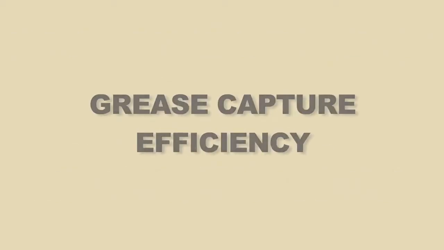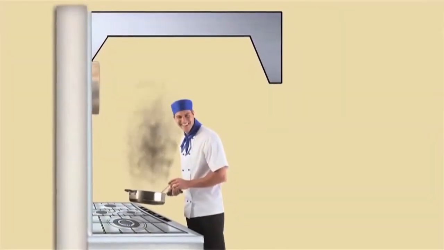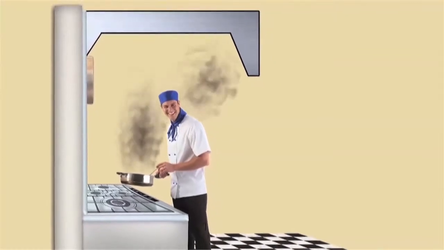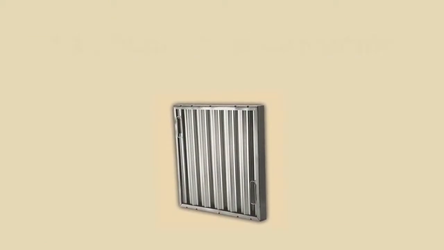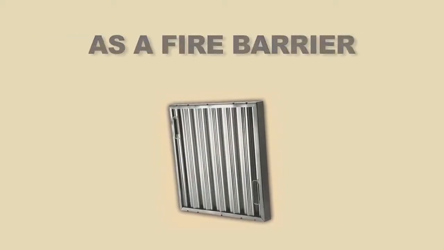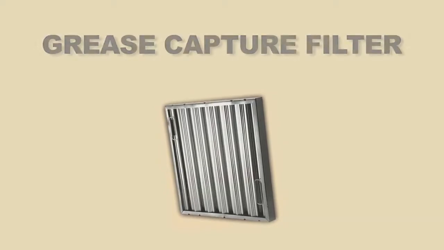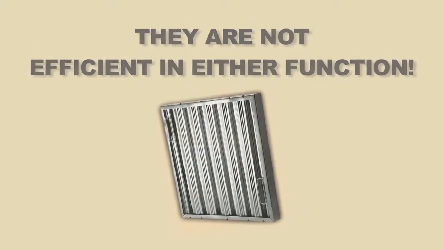Grease capture efficiency. Grease, cooking odours and smoke rise from the cook line and are sucked into the canopy and through the primary filter. Standard baffle filters are placed in canopies as a fire barrier and grease capture filter. They are not efficient in either function.